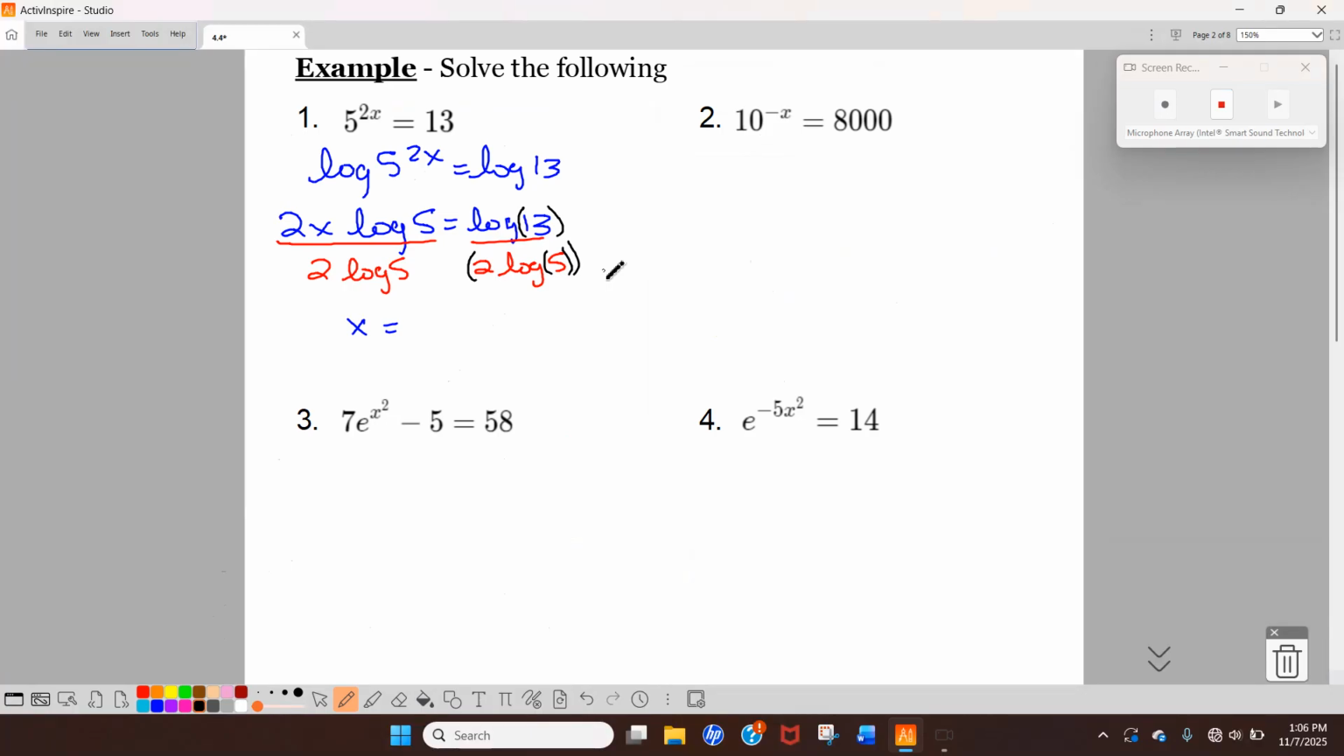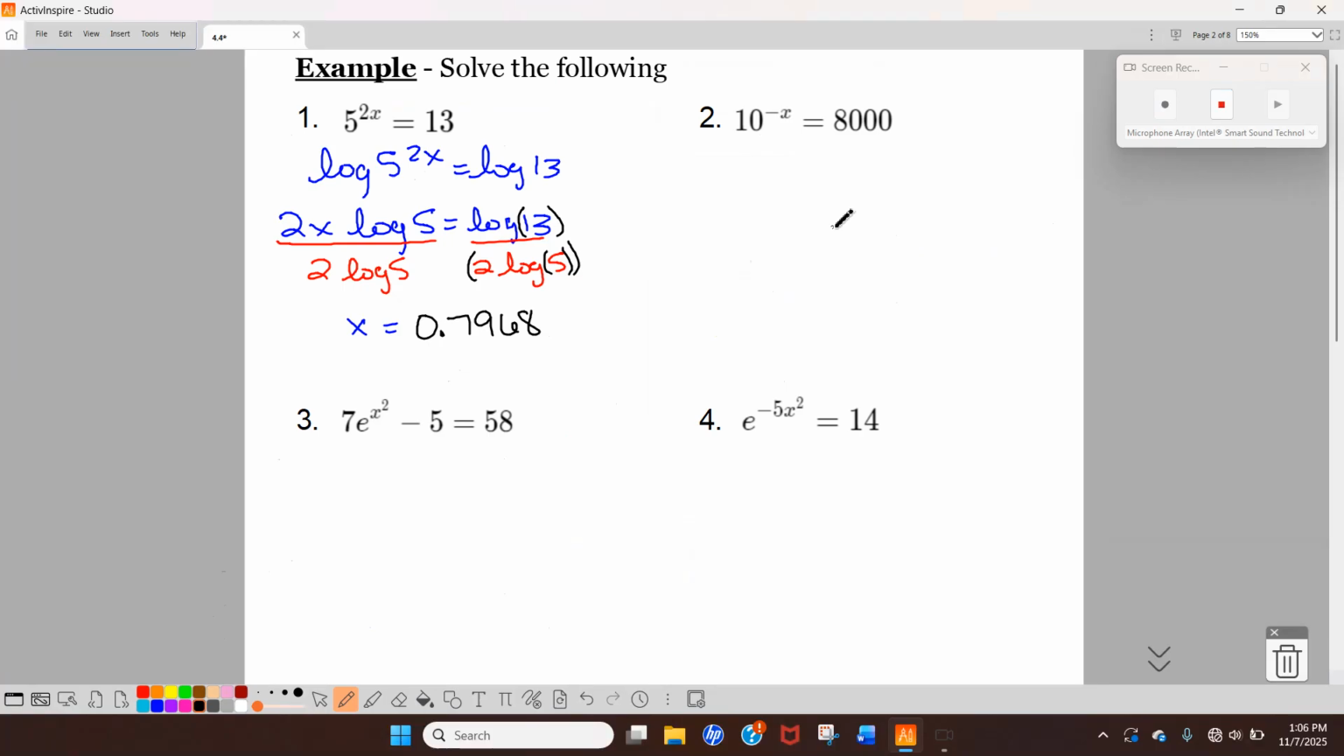So if I do log of 13 divided by 2 log of 5 with all of the right parentheses in there, I get 0.7968 and so on. I believe on your test it tells you to round to 4 decimal places. That's what I'm going to do here.